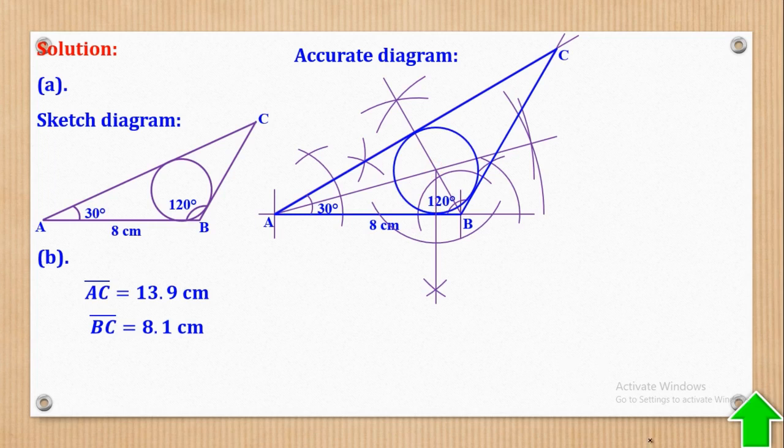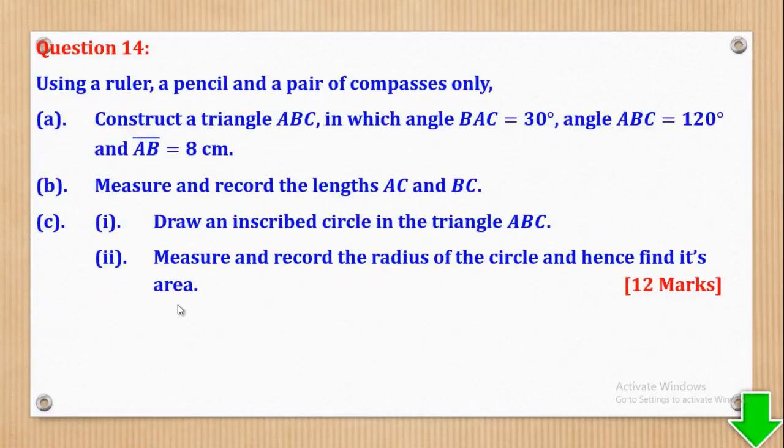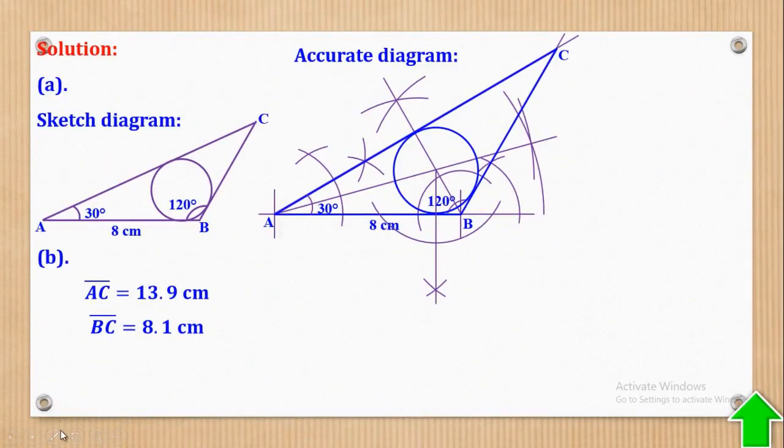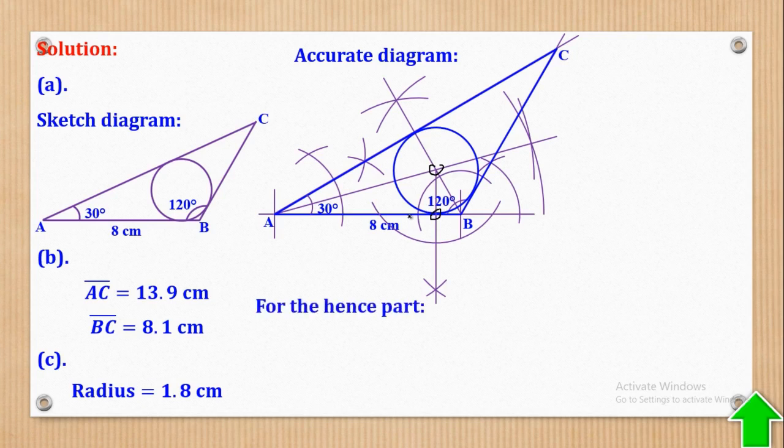So in part B, they asked for, let's see, part B, they asked you to measure and record the radius of the circle and hence find its area. So I'll come here and say that the radius, remember, the radius is measured from here, the center, up to here. So that radius will be 1.8 centimeters. Therefore, for the hence part, the area is given by pi r squared. So I'll come and substitute pi is 22/7, r is 1.8, but it is squared.